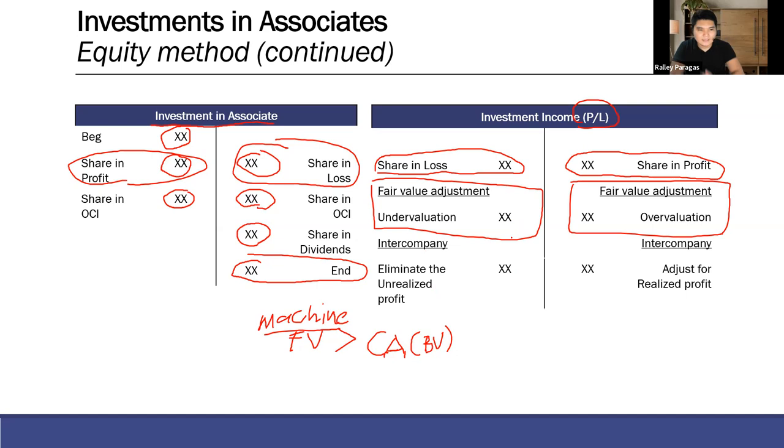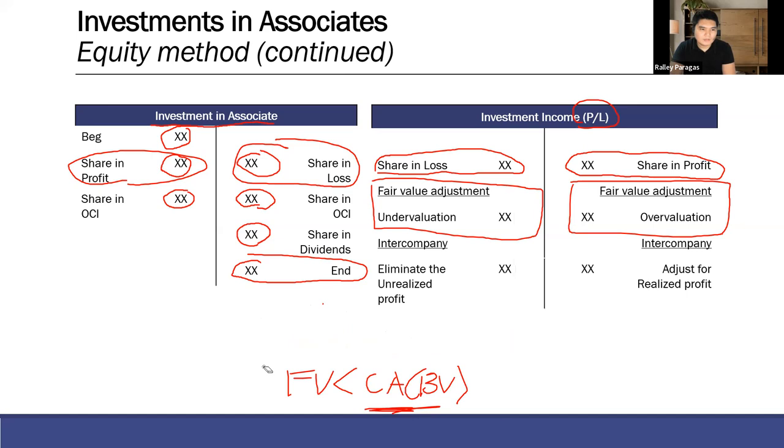Kapag overvaluation naman, mas mataas yung carrying amount versus your fair value. Or this is the book value, no? Pag mas mataas yung book value versus the fair value, then kabaliktaran din, magiging overstated yung depreciation kasi mas mataas yung carrying amount, which has been the basis of the depreciation expense versus the fair value. Okay, ganyan lang yung analysis. So kapag undervalued, reduction yan sa share in the profit. Kapag overvalued, you add that in the share in the profit to get the adjusted amounts. Okay?